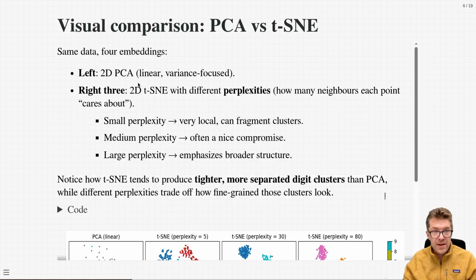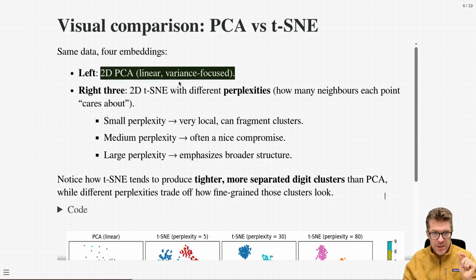So for the same data, we're going to get 4 different embeddings. We're going to see the 2-dimensional PCA, using methods we saw in the previous module. And then we're going to see 2-dimensional t-SNEs with different settings for perplexities. Remember, perplexity was just that little hyperparameter on the Gaussians for our distribution P that tells us how many neighbors each point cares about being a neighbor of.